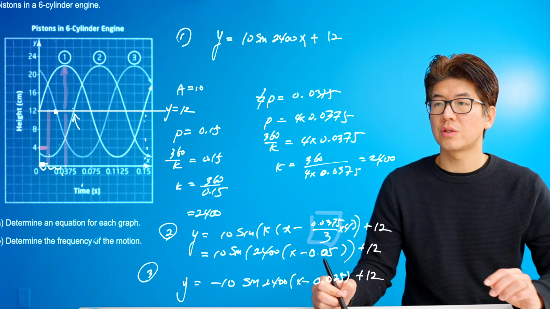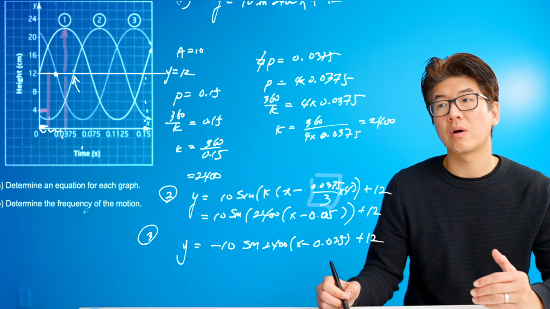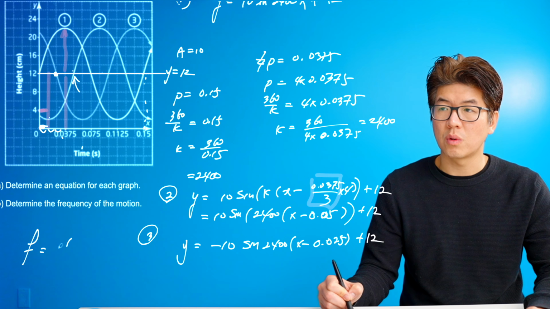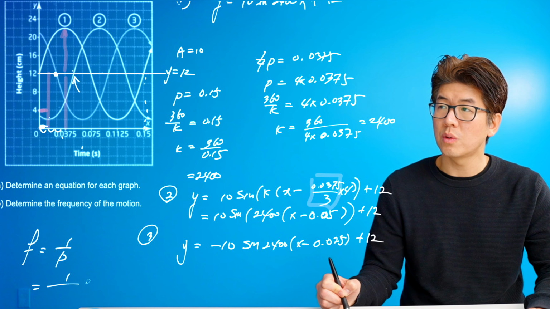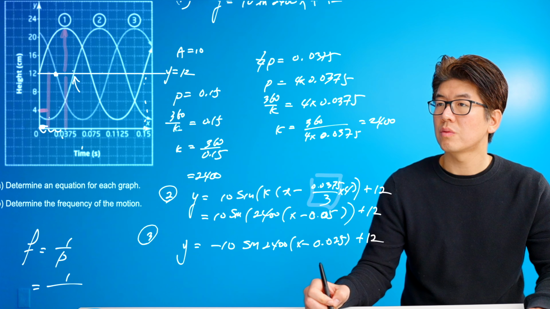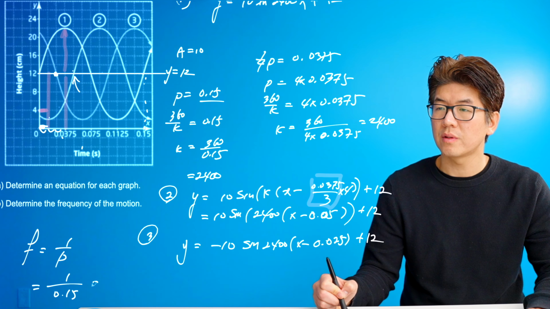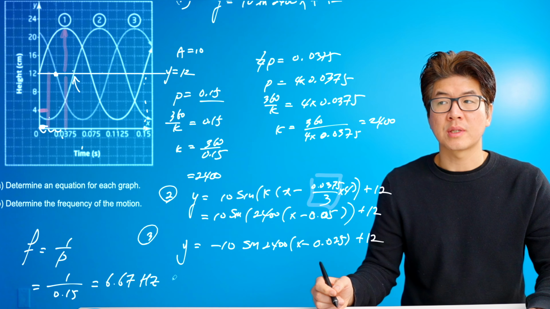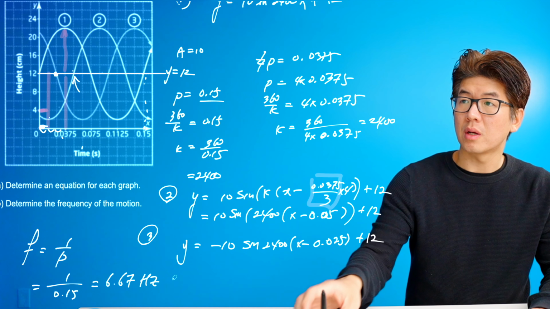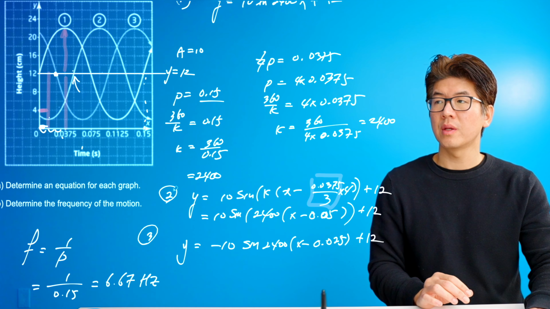All right, determine the frequency of the motion. They all have the same frequency because they all have the same period. Frequency is 1 over the period. So 1 over the period, which was 0.15, I get 6.67. So it's 6.67 cycles per, I think the time is in seconds. So that's the frequency.